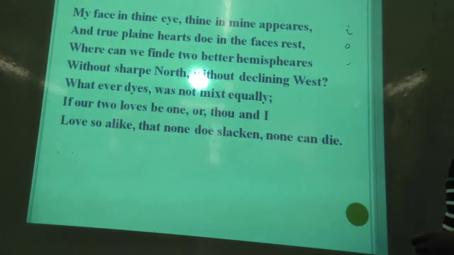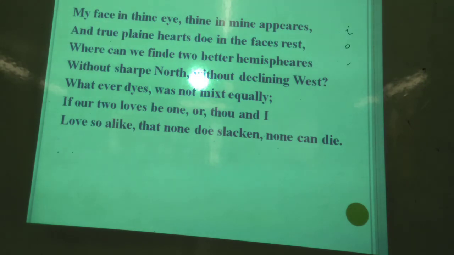Then there are two plain hearts though in the face dressed. Where can we find two better hemispheres? This is another metaphysical conceit you have seen. Where can we find two better hemispheres, without sharp north, without declining west? What does it mean? Why has he mentioned north? North is the cold side, cold. And without declining west means death. Declining west means the sun is declining, setting. It indicates death. So until death, until our body freezes, our love will be the same. And you have seen that all the lines indicate which tense, which time? Future, not the present.